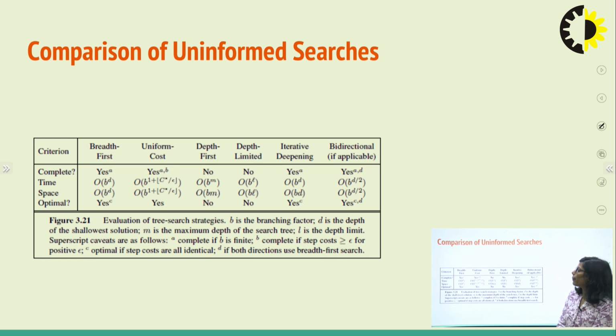Now, when we compare the various algorithms, we can see that the best algorithm to work with is bidirectional search. It is complete, it is time and space efficient, and also it is optimal.